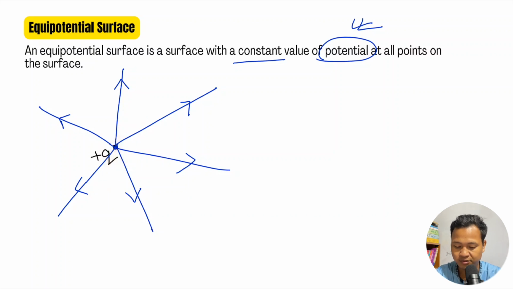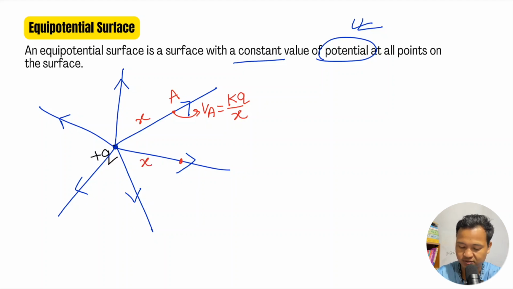Suppose I draw only this much. Suppose at a distance of x, point A. At a distance of x away from the charge, the potential at A is given by the formula kq divided by r, so k into q divided by x. Now take point B, also the same distance x away from the charge. The potential there is again kq divided by x.